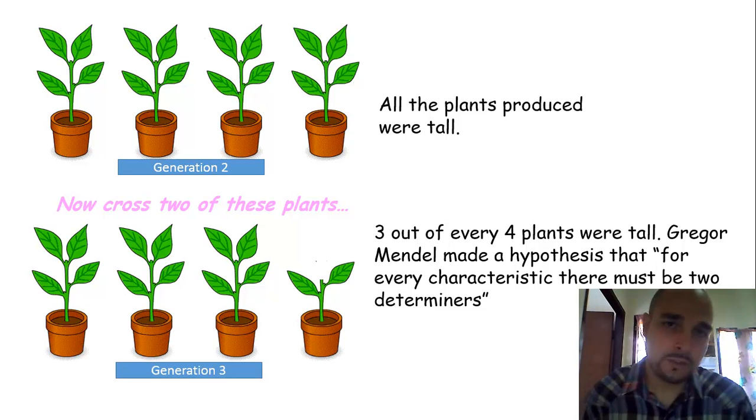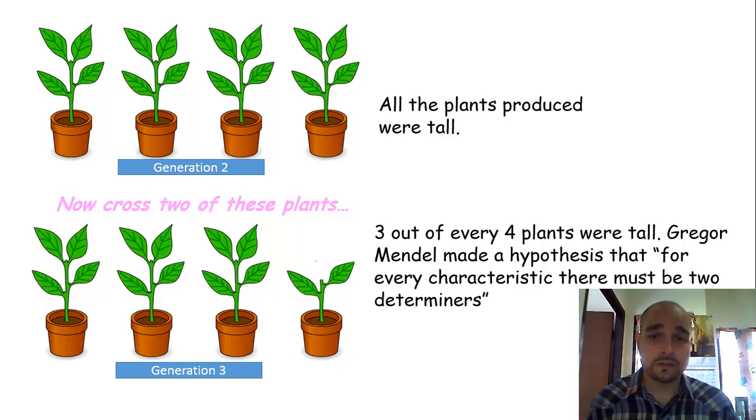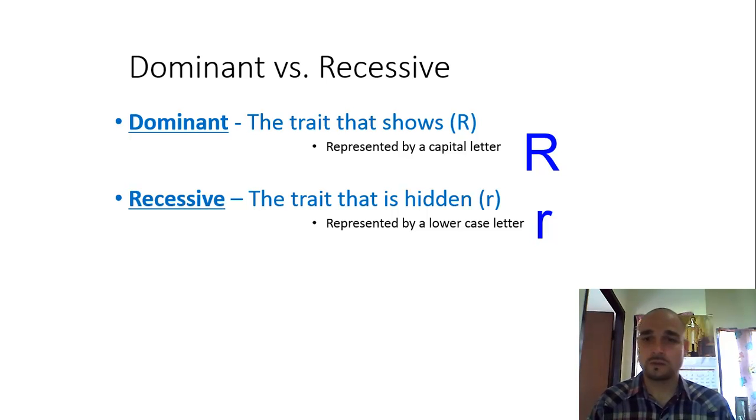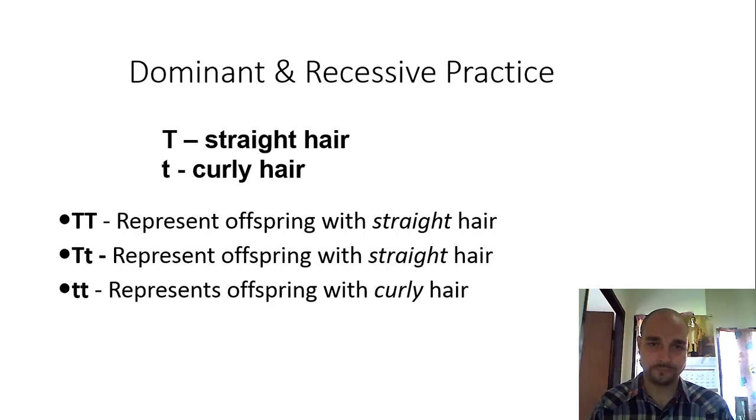So this led Gregor Mendel to hypothesize that there were 2 characteristics that he called determiners, one coming from the mother and one coming from the father for every trait. So how is this possible? One must be dominant over the other. The dominant is the trait that shows, and we represent that using a capital letter. And the recessive is the trait that is hidden. It's the one that you do not see, but it is in the genes.